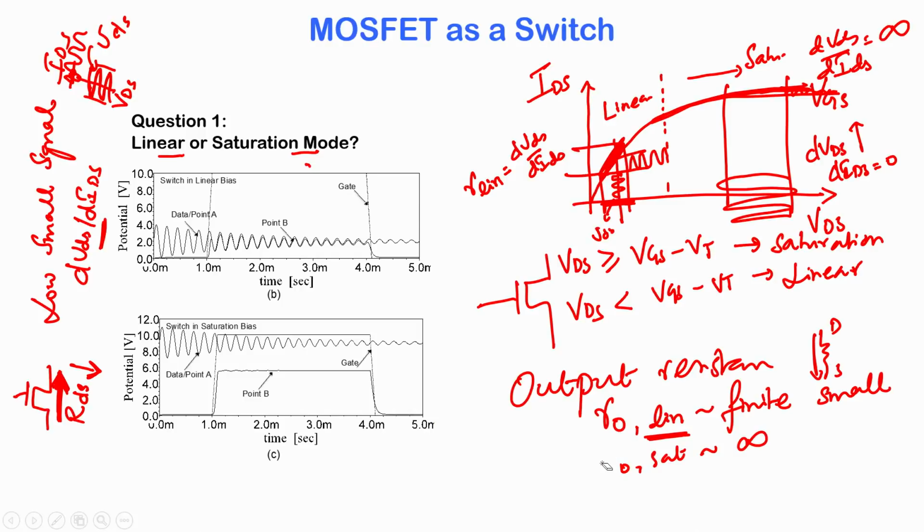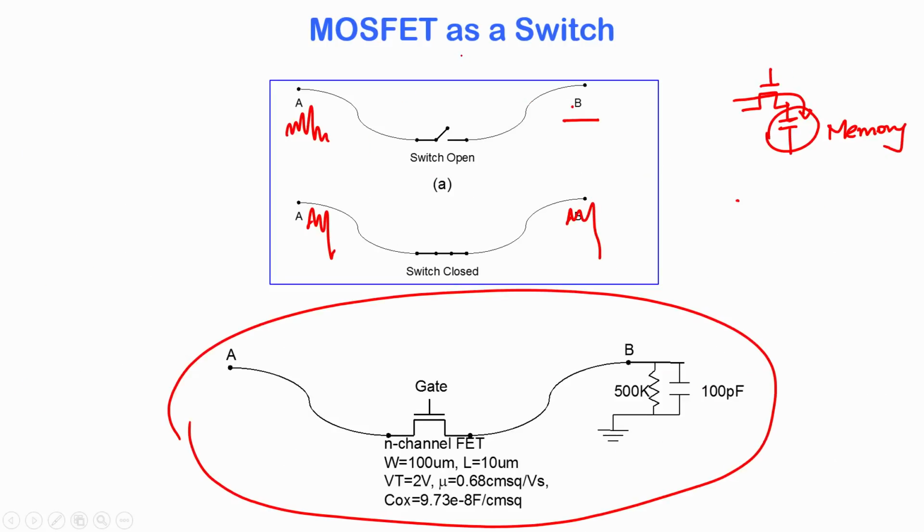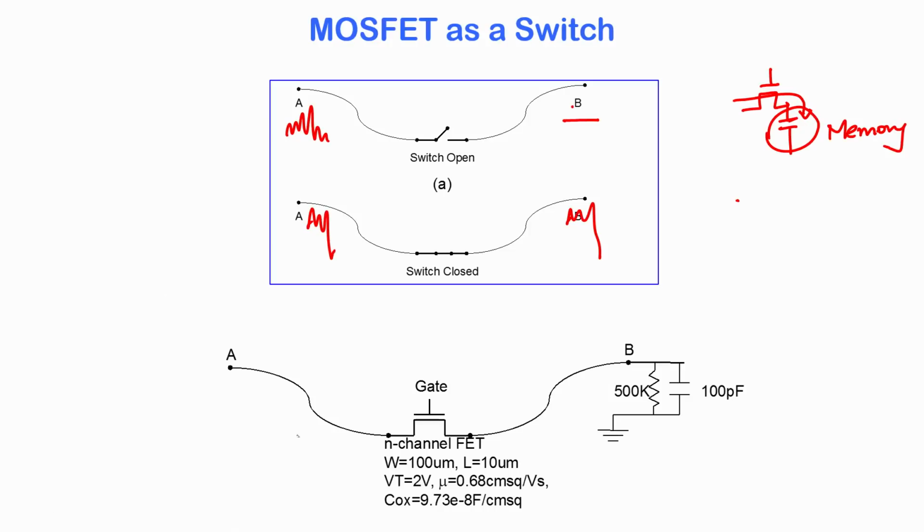Here is a simulation. The answer to this question is we want the MOSFET in linear, and to prove the point, here is a simulation done using AIM-SPICE, which is a software, and the simulator takes into account this circuit. So, we are simulating this circuit shown here.